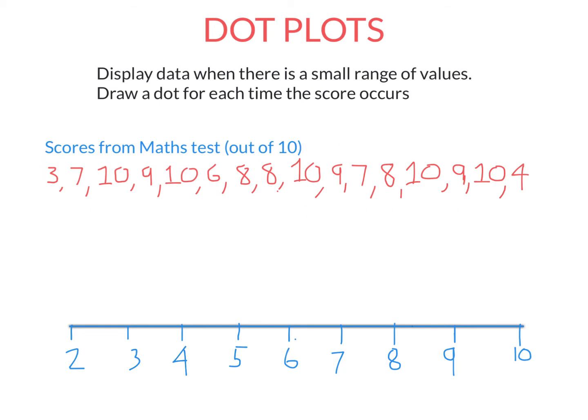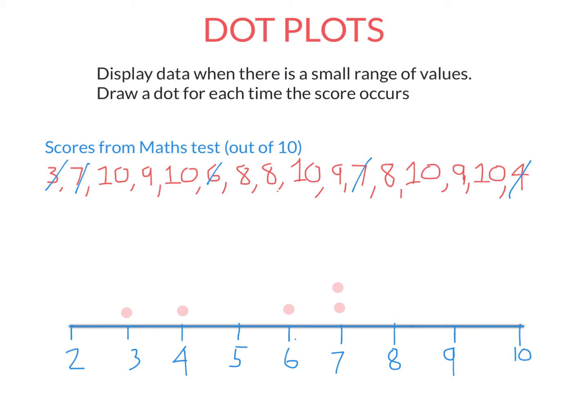So we can see that the score 3 occurs once, so we put a dot for that. We can see the score 4 occurs once, so we'll put a dot for that. So the score 5 doesn't occur at all, but that's okay, we're just going to skip it. Also, the score 6 occurs once. Now the score 7 occurs twice, so what we're going to do is do 2 dots for 7, one on top of the other. So put a dot and then another dot.